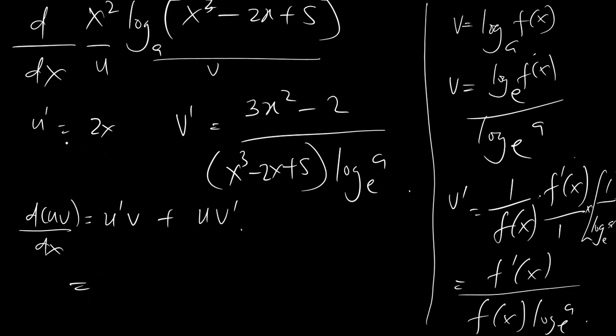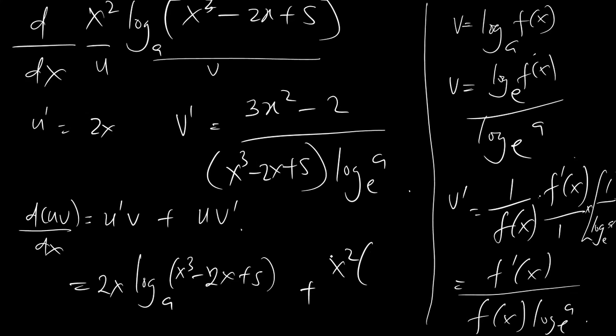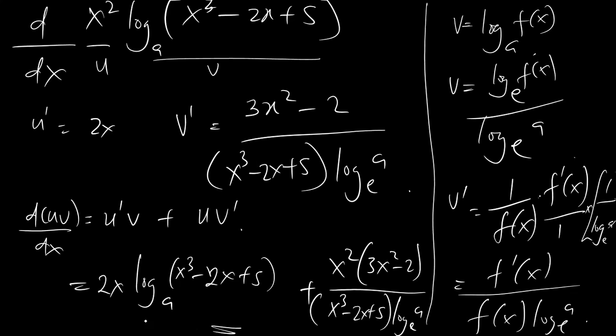So now this is it now. So the answer now will now be our u prime, which is 2x, times our v, which is log x cubed minus 2x plus 5 base a, plus u, which is x squared, times v prime, which is 3x squared minus 2 all over x cubed minus 2x plus 5 log a base e. So this is the final answer.